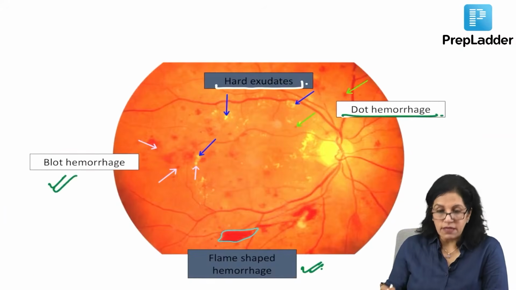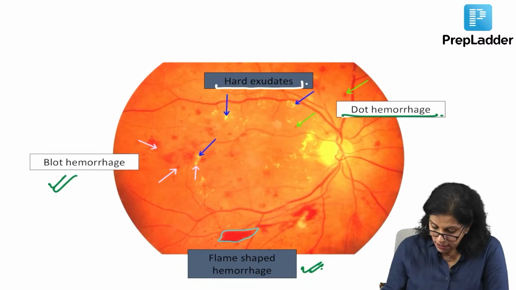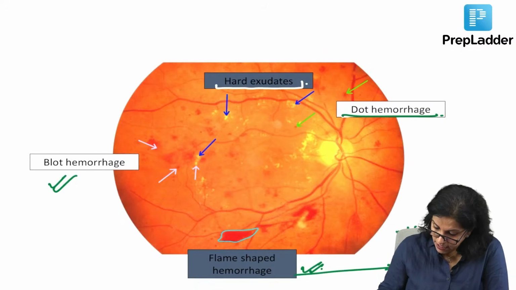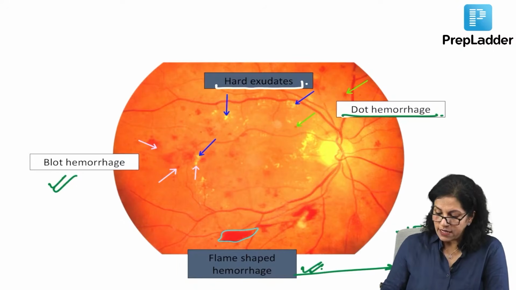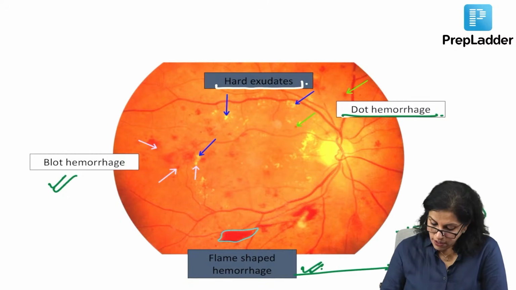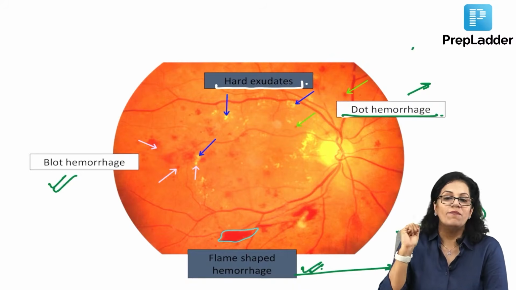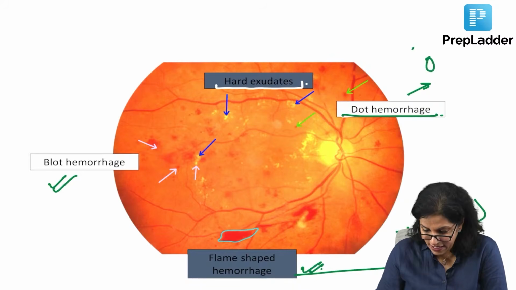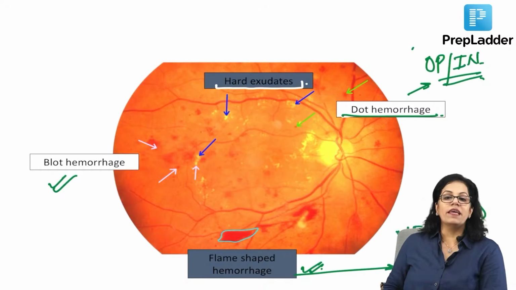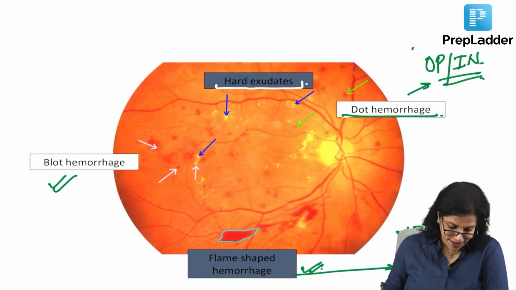So, any blood vessel which is along the nerve fiber layer, when there is a bleeding in that, leads to a flame shaped hemorrhage. That is bleeding at the nerve fiber layer; these are superficial or flame shaped hemorrhages. And dot and blot will be mainly between the OP and IN layer, where the blood vessels are vertical, isn't it? So, between the OP and IN layer you get dot and blot, and in the NFL your flame shaped hemorrhage.